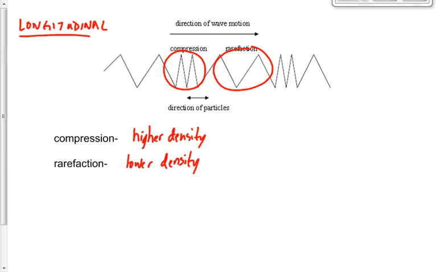Now, in a longitudinal wave, the wave still travels along the x-axis, and the particles are still undergoing simple harmonic motion just as they were in a transverse wave. But this time they're going in simple harmonic motion parallel to the way the wave moves, as opposed to perpendicular to the way the wave moves. It's all simple harmonic motion. It's just which way the simple harmonic motion is.